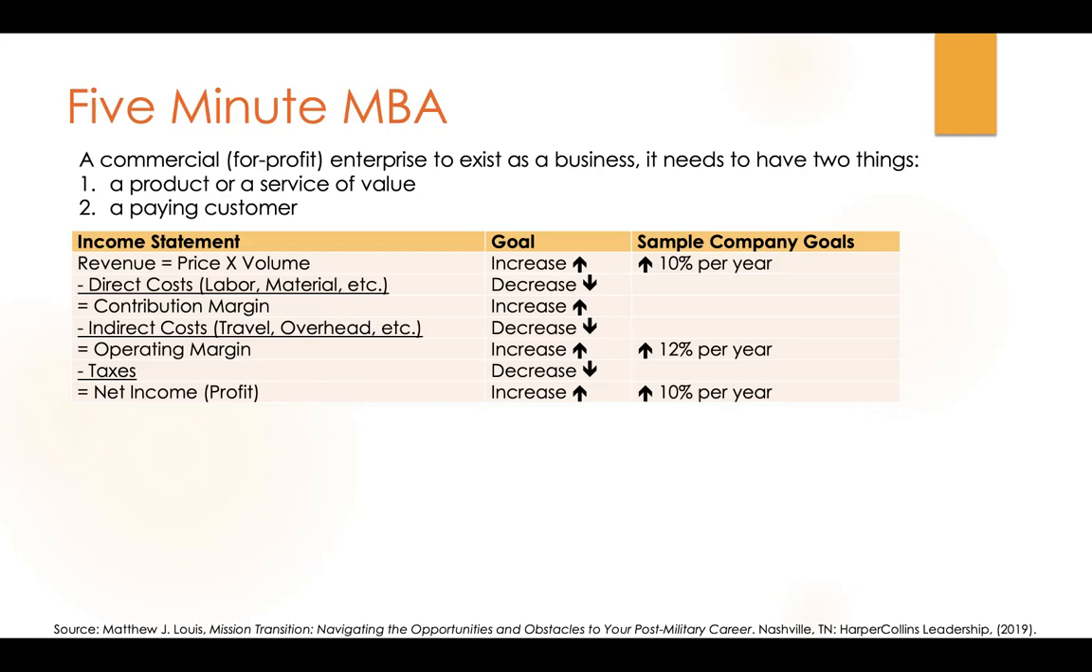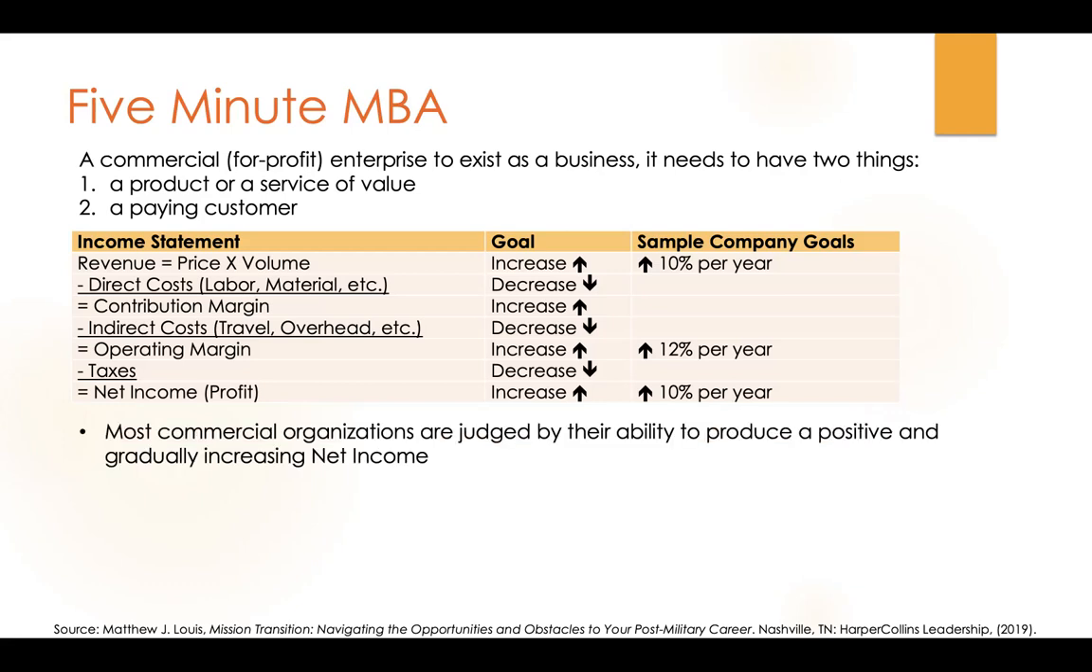operating margin. And then from operating margin, which again almost always has a goal, in this case you see the example of increasing that 12% per year, we subtract taxes, which result in a net income, otherwise known as profit. And as above, we want to decrease the amount of taxes that we pay and thus increase the net income or profit that the organization realizes. In this case, I have a goal of increasing it 10% per year.